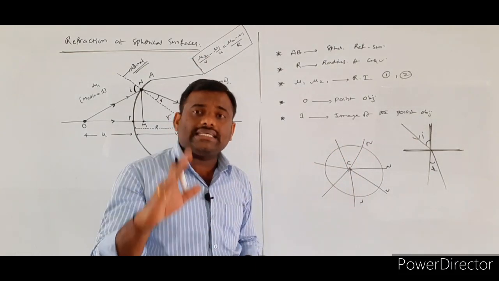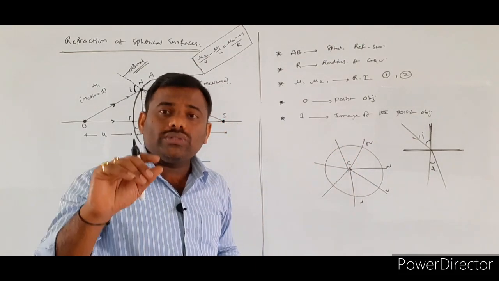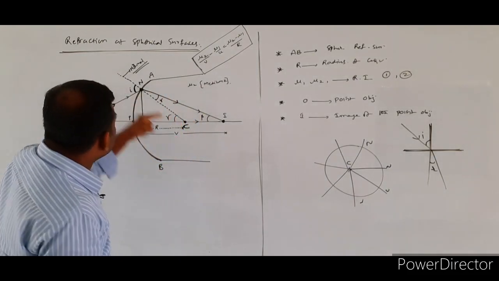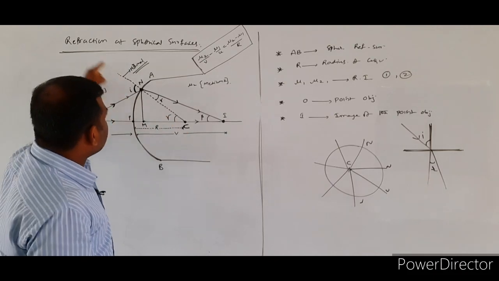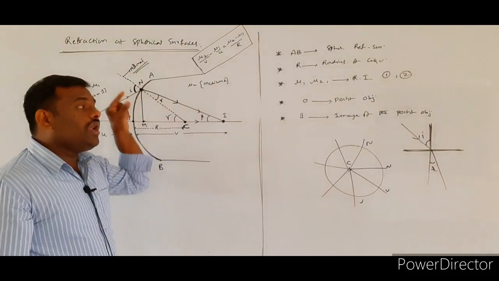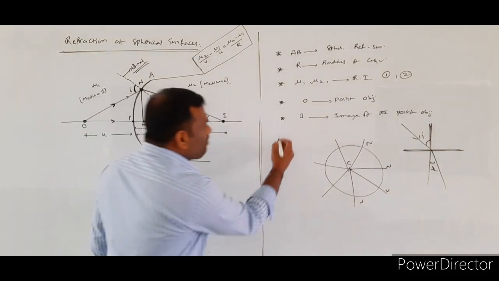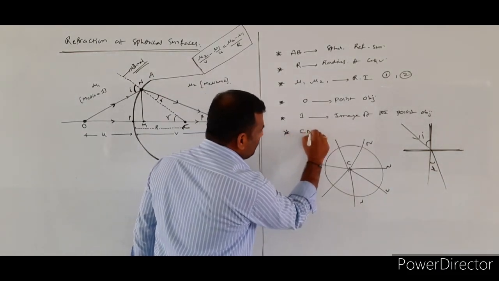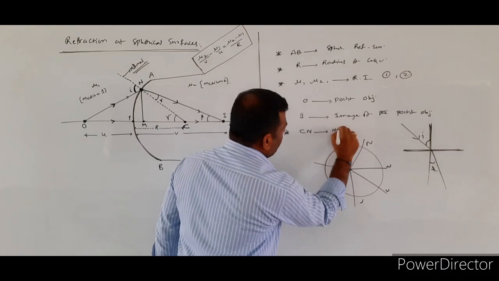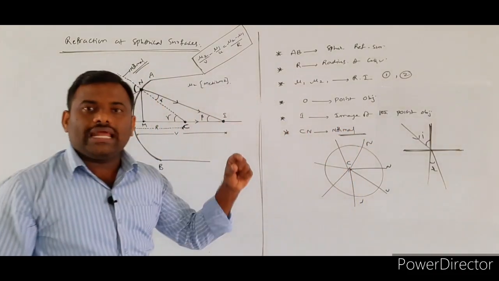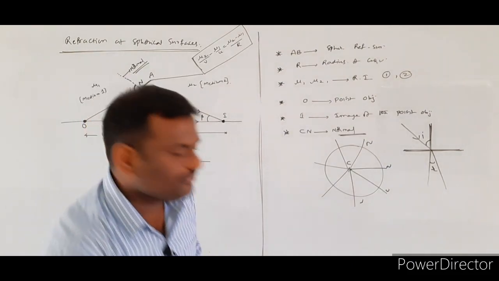So in the case of the spherical refracting surface, the dotted line indicated in the given diagram indicates the normal drawn to the spherical refracting surface. From the given diagram, C to N indicates the normal. That dotted line indicates the normal.